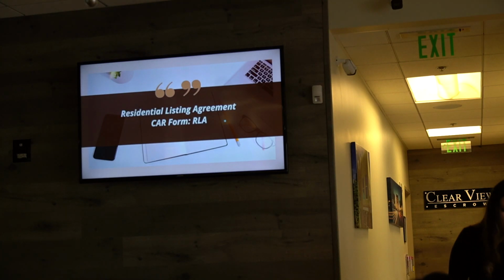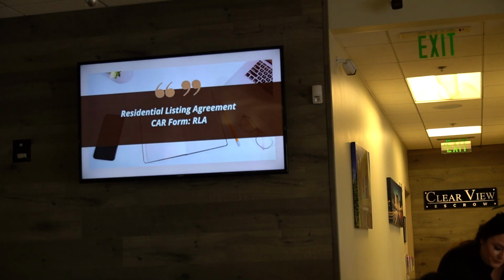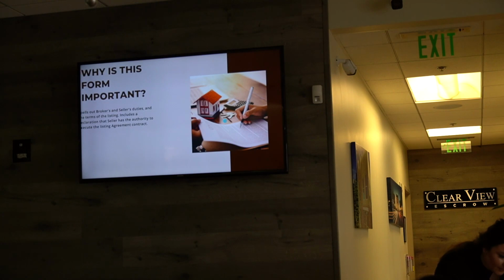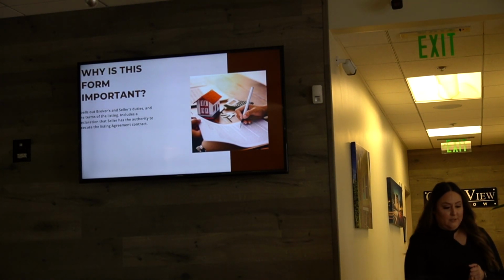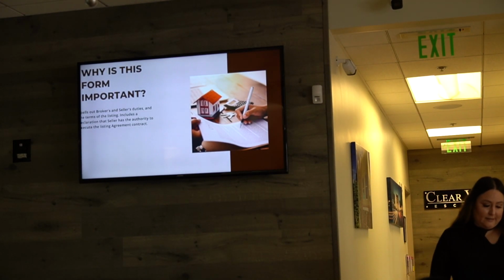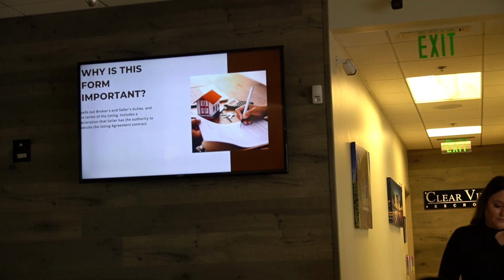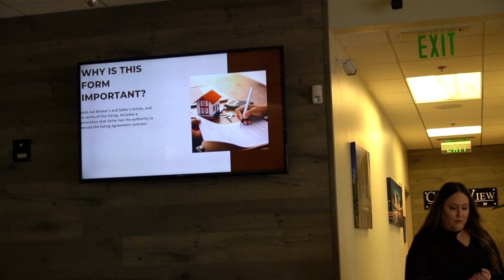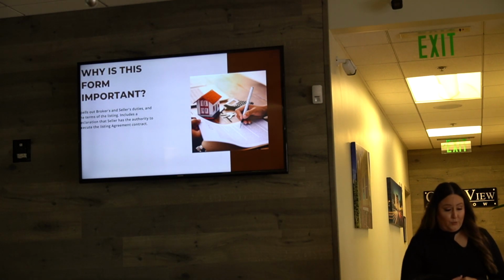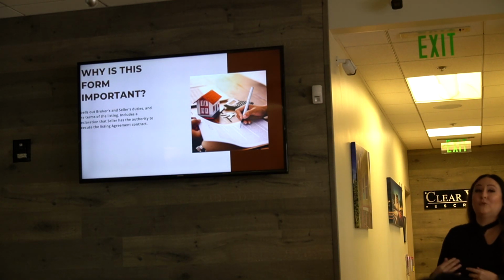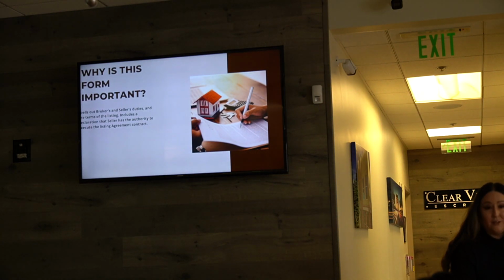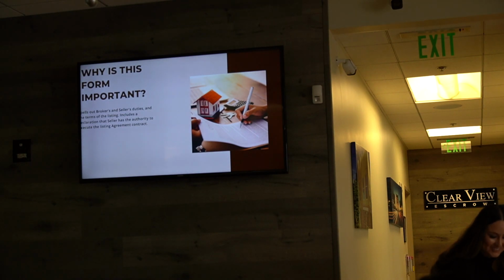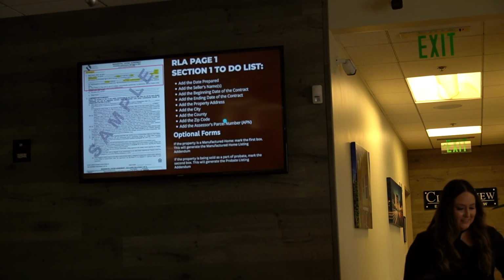All right, so what you're here for, the listing agreement. So why is our listing agreement important? It spells out the broker and seller duties, and then it spells out the terms of our listing, and it also gives us the authority to execute the listing agreement and represent them and negotiate on the seller's behalf. It also secures our commission, so it's important to have it signed.